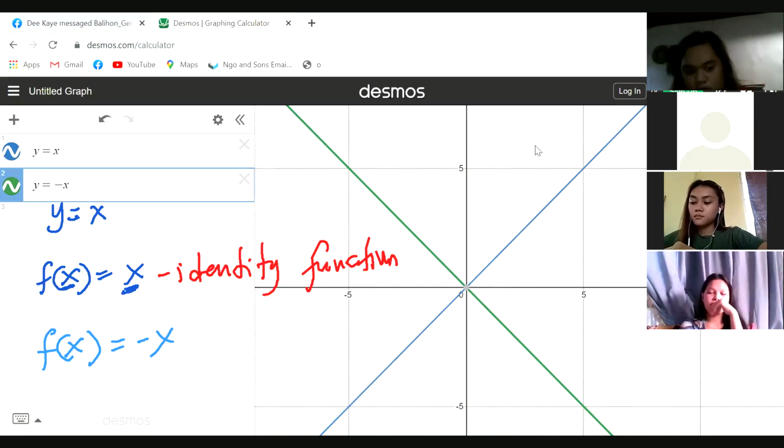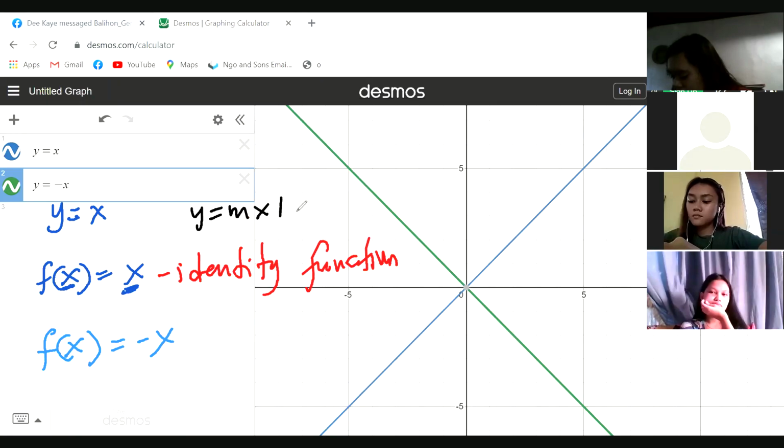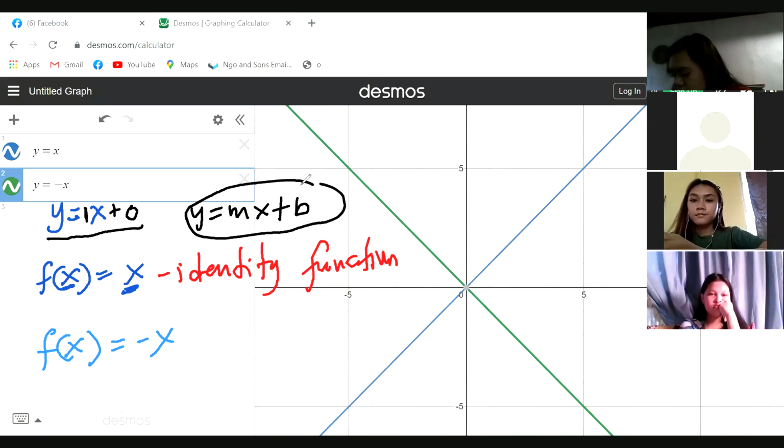So, that's two. We have the linear function and the identity function. By the way, class, this identity function is one of the linear functions. Because as you observe here, this one can be written in the form y equal to mx plus b, right? In this case, your m is 1, your slope is 1, but your b is 0. So that is still in the form of y equal to mx plus b. It means the identity function is also a linear function.